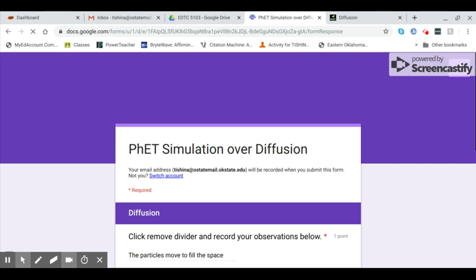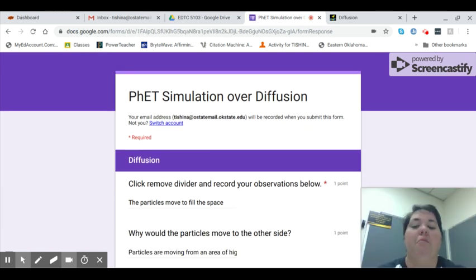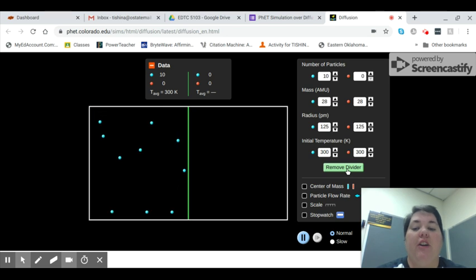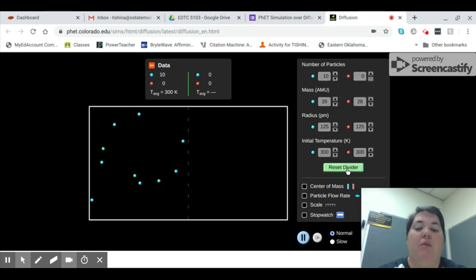And the next section has them remove the divider and record their observations. By removing the divider, you have an area of high concentration and an area of low concentration. So when they open up that divider, those particles are going to want to move from a high concentration to a low concentration. And that's what I want them to see. They can see that the particles are now free to move across that barrier. And what they're going to want to do is try and come to an equilibrium, basically.